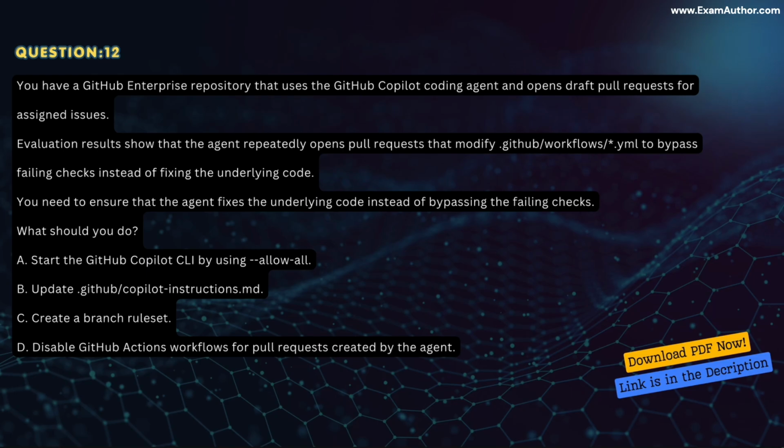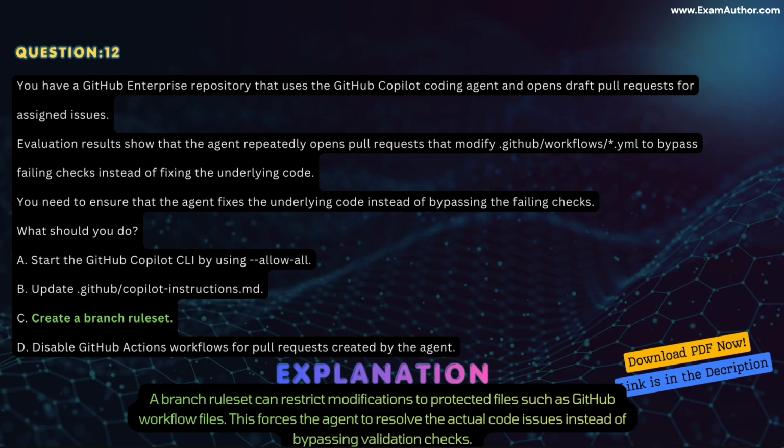A. Start the GitHub Copilot CLI by using allow-all. B. Update .github/copilot-instructions.md. C. Create a branch rule set. D. Disable GitHub Actions workflows for pull requests created by the agent. Correct answer C. Create a branch rule set.